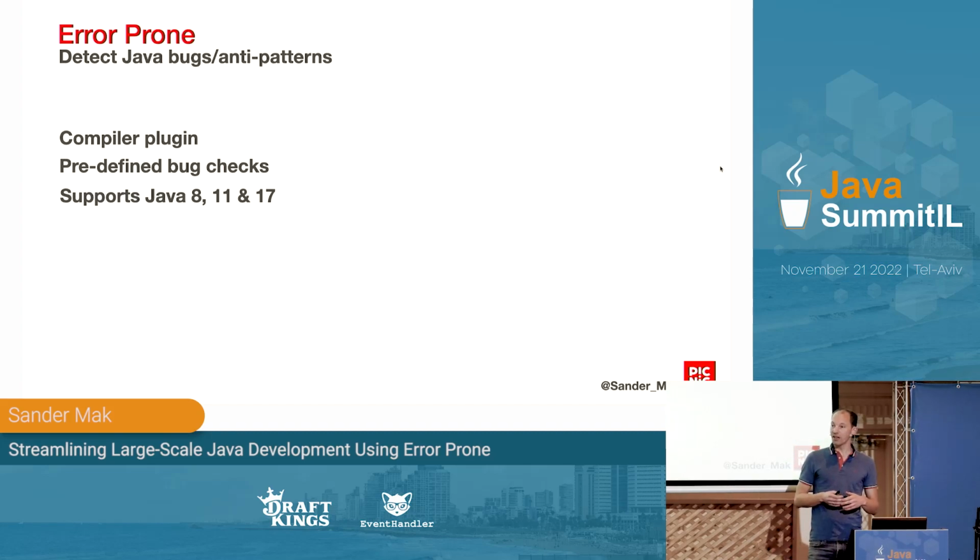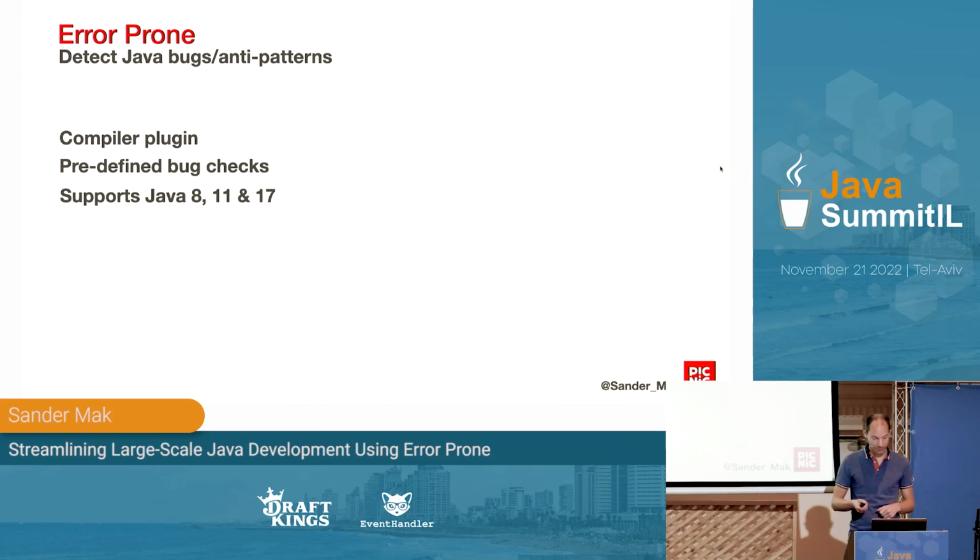Error Prone itself is actually a Java compiler plugin. And many people are surprised. Can the Java compiler have plugins? Well, yes, it can. And Error Prone is a great example of that, where it hooks into the compiler and analyzes your code very close to where it's being compiled, giving it a lot of information and a lot of things to work with to help you spot problems.